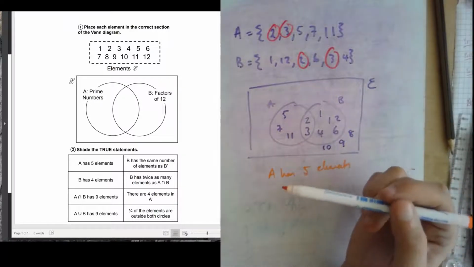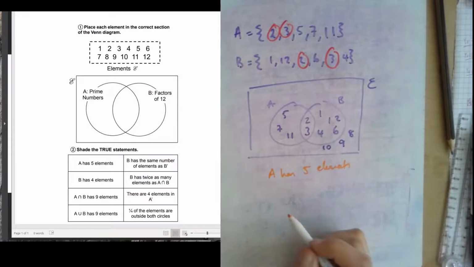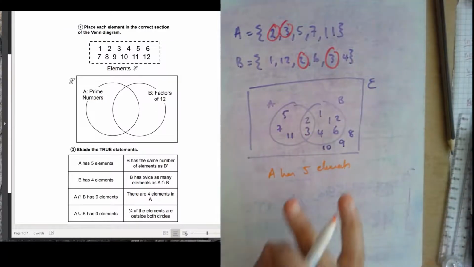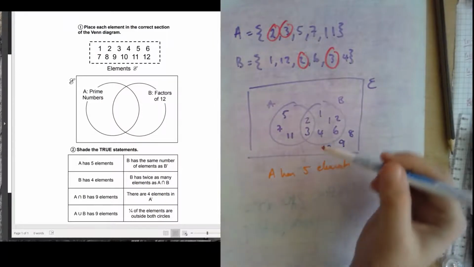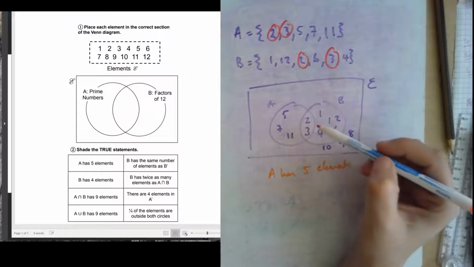Okay, B has 4 elements. So B is all of this. So I've got 1, 2, 3, 4, 5, 6. Okay, so that's untrue. And then it says A and B has 9 elements. So A and B is our intersection just in there. It's got 2 elements, so it's not 9.